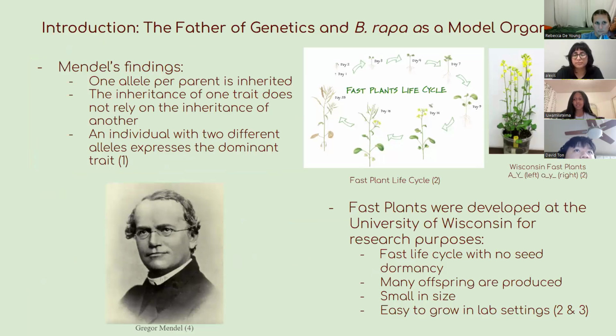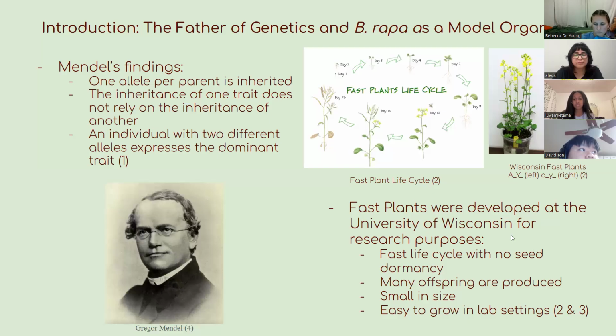So to start off, major breakthroughs in learning about our inheritance pattern started with Gregor Mendel, who established the 3 fundamentals, which is the law of segregation, confirming that we inherit 1 allele from each parent, the law of independent assortment, that the inheritance of 1 trait does not rely on the inheritance of another, and the law of dominance, an individual with 2 different alleles will express the dominant trait, and that'll be the one to show phenotypically.